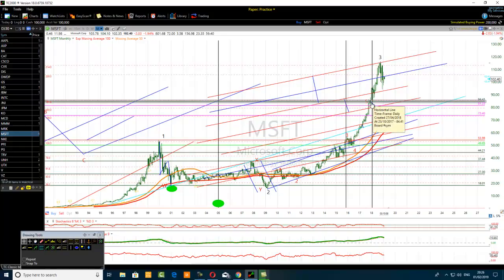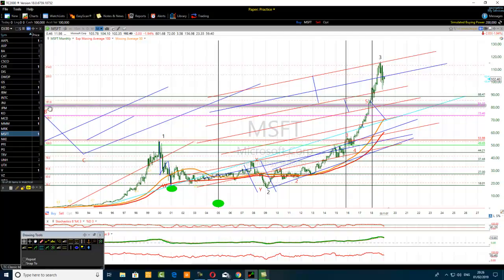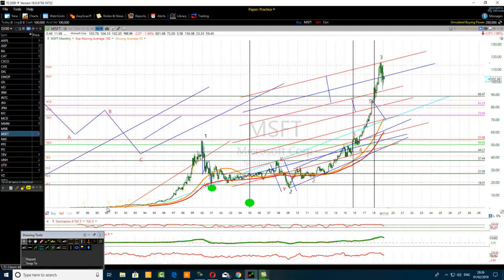So at this junction, we thought that this is the end of the third wave. Why? Because we went well past 161.8%. Can you see that? Can you read it? 161.8% Fibonacci extension level of the first wave. And no more third wave. Usually we stop at the 161.8% Fibonacci extension level of the first wave.